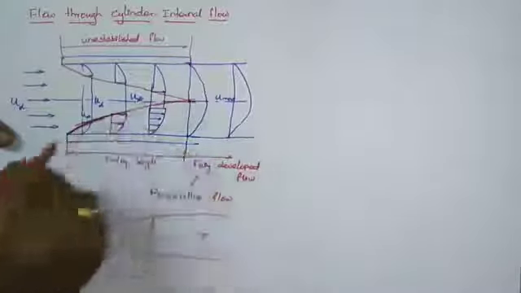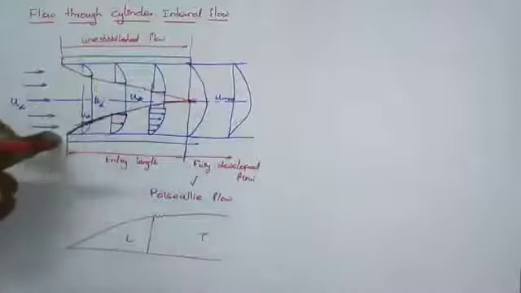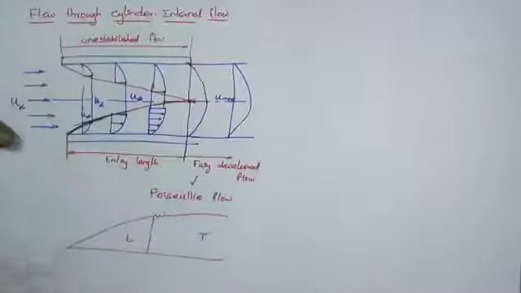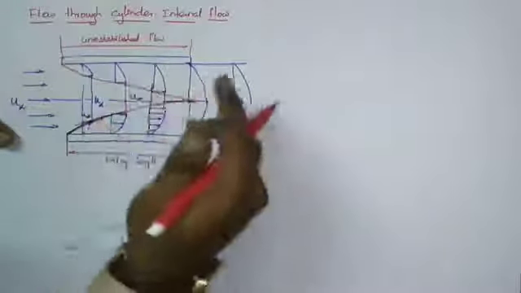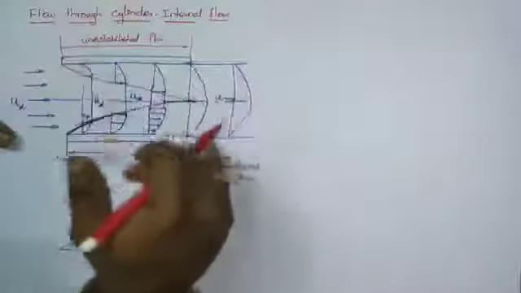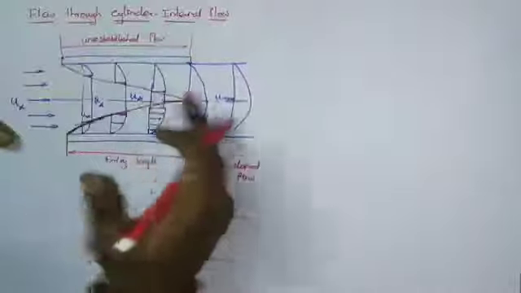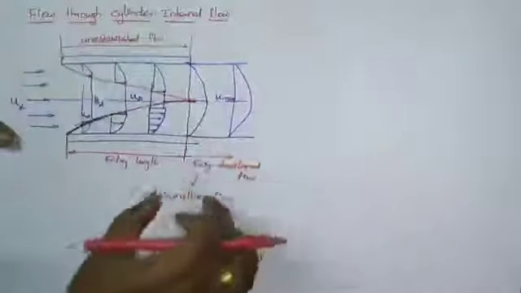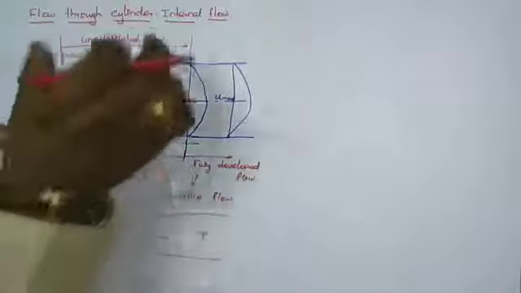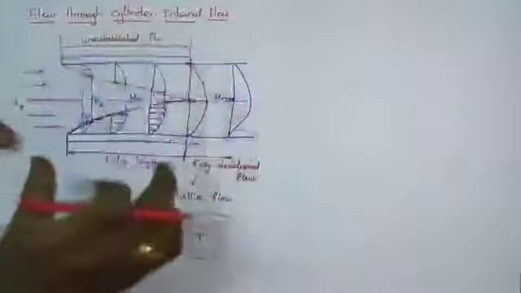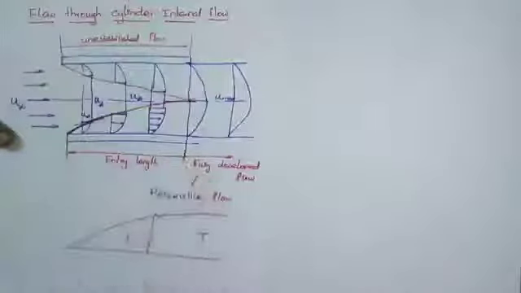The same phenomenon occurs in the cylinder also, but in the cylinder, in all directions, the velocity profile develops, and at some distance, all the velocity profiles converge at one point, and after that point, the velocity will not change at any point of the length. So that flow is called fully developed flow or Poiseuille flow. Before fully developed flow, it is called unestablished flow, or that length is called entry length.